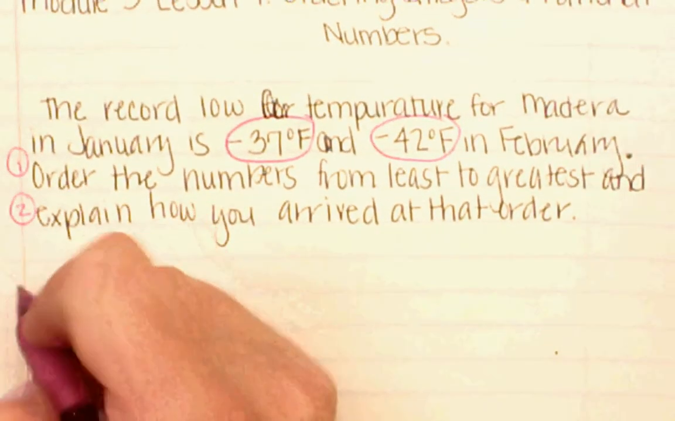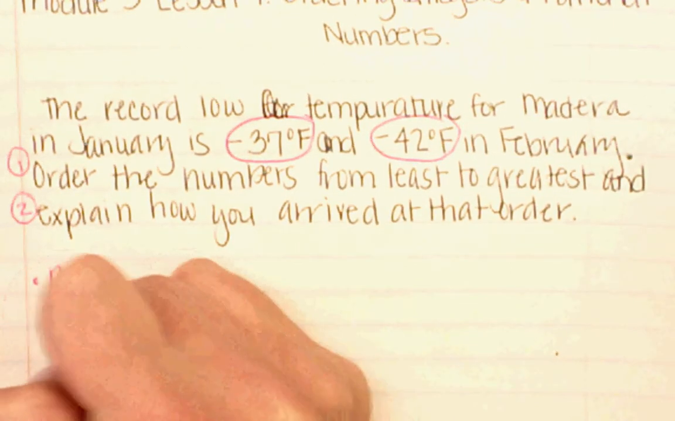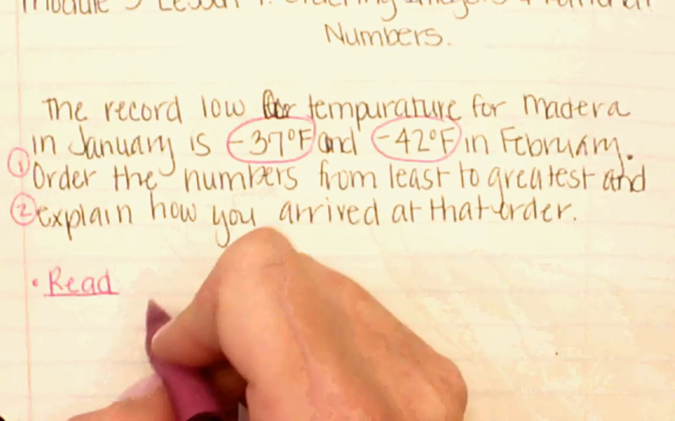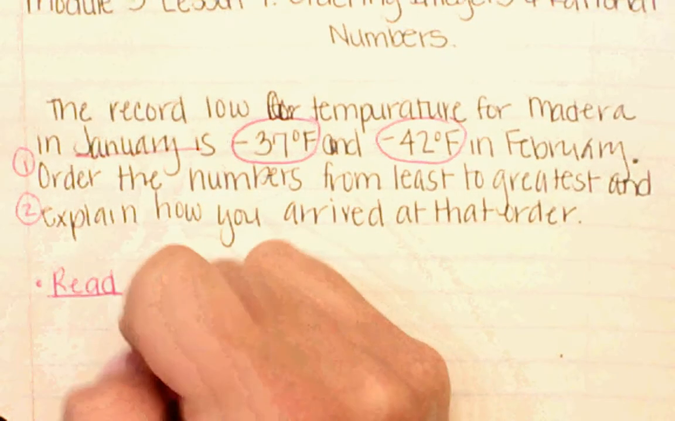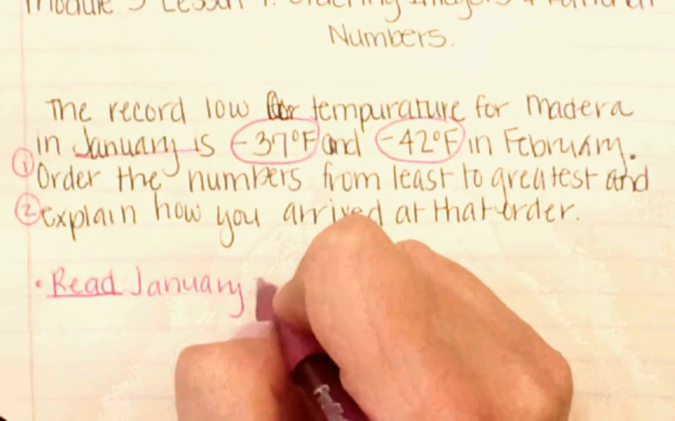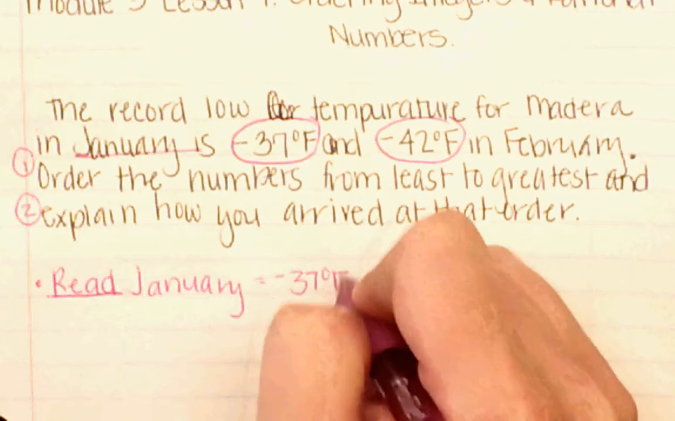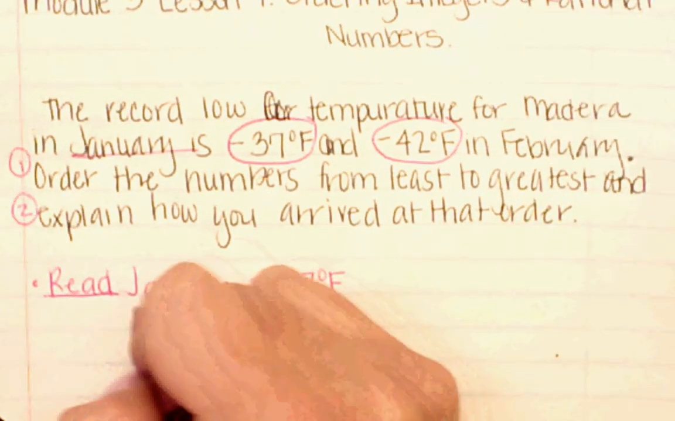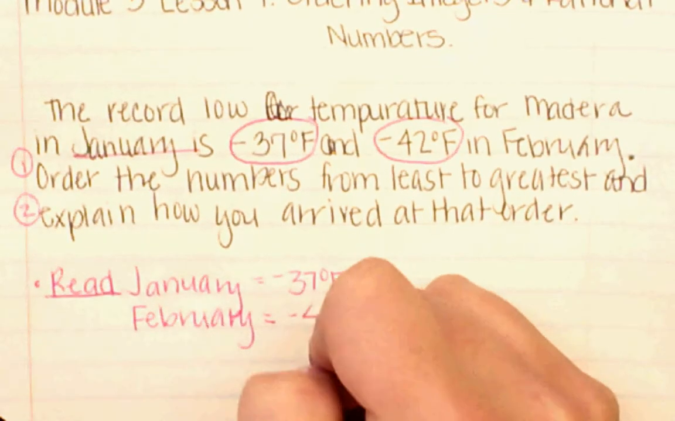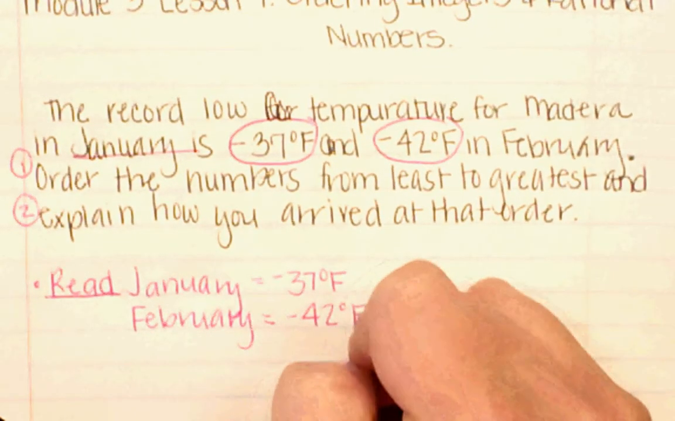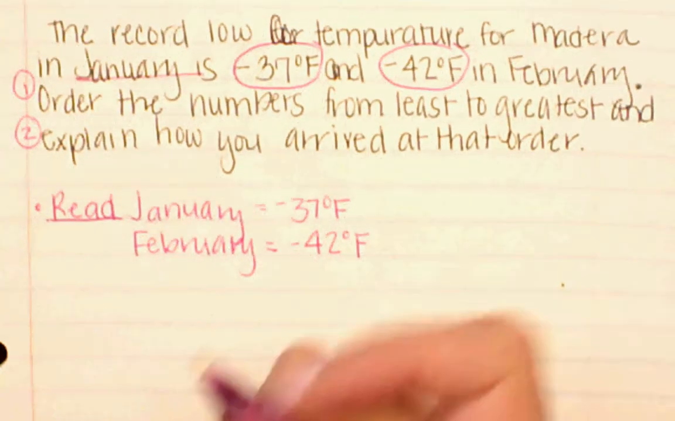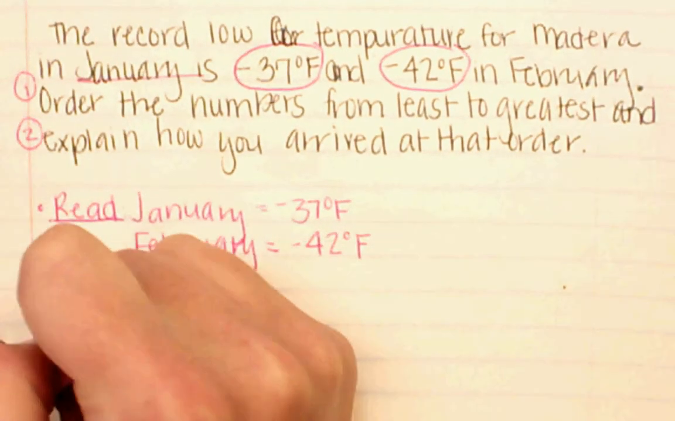The first thing they want us to do is read the problem and pay attention to the important words and numbers. The important words and numbers I see are January, and January is at negative 37 degrees Fahrenheit. And I also see February at negative 42 degrees Fahrenheit. Okay? The second step in solving this and explaining it is they want you to draw it.